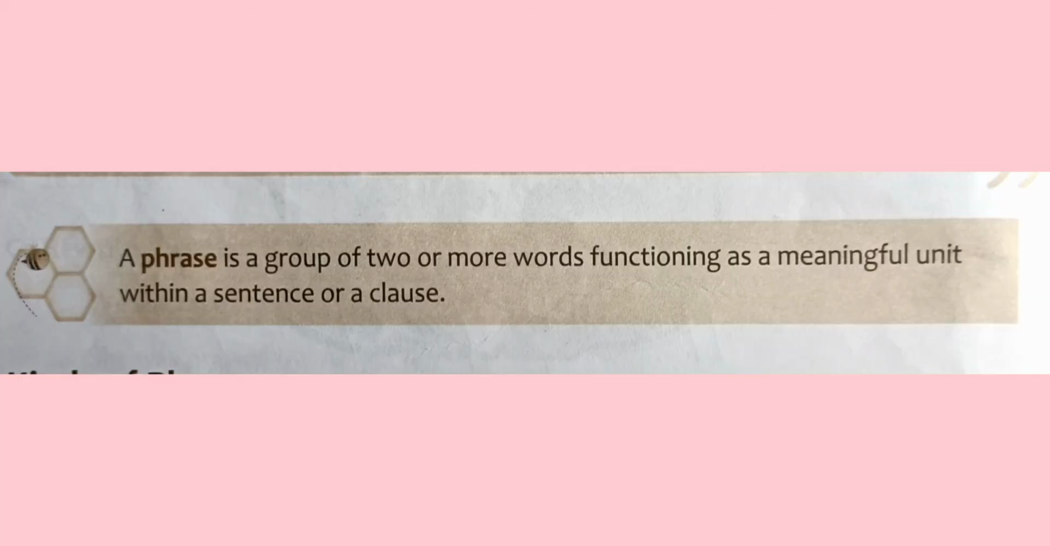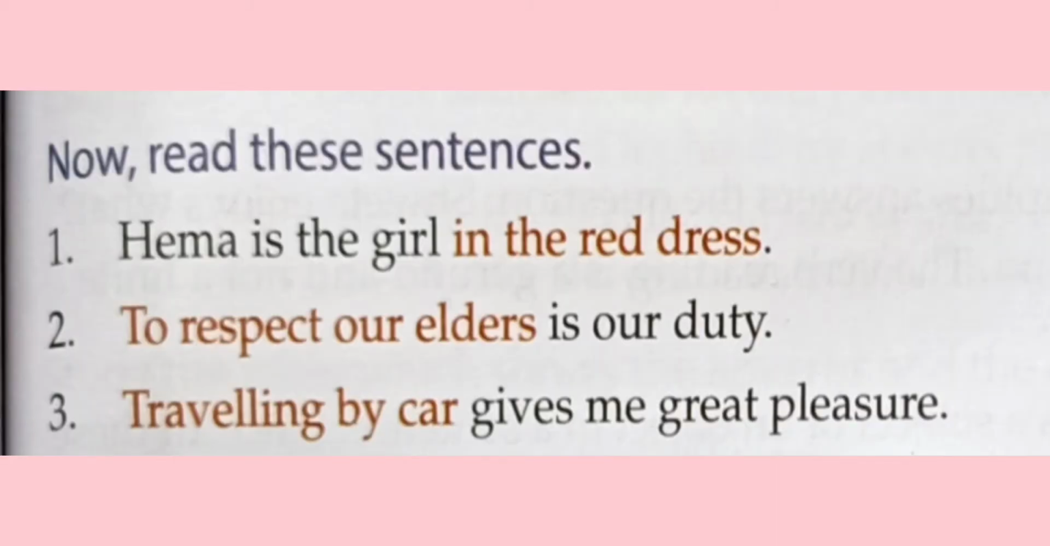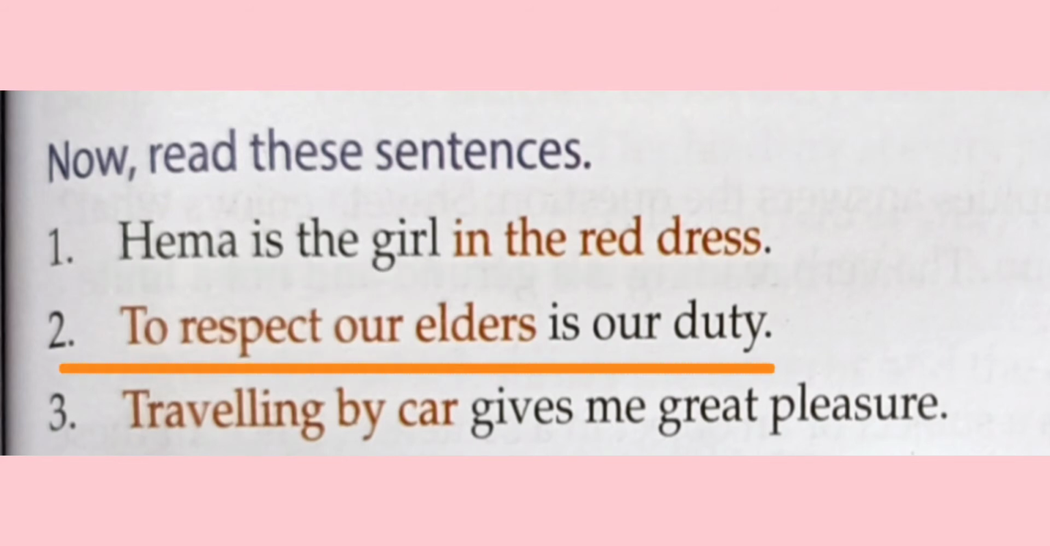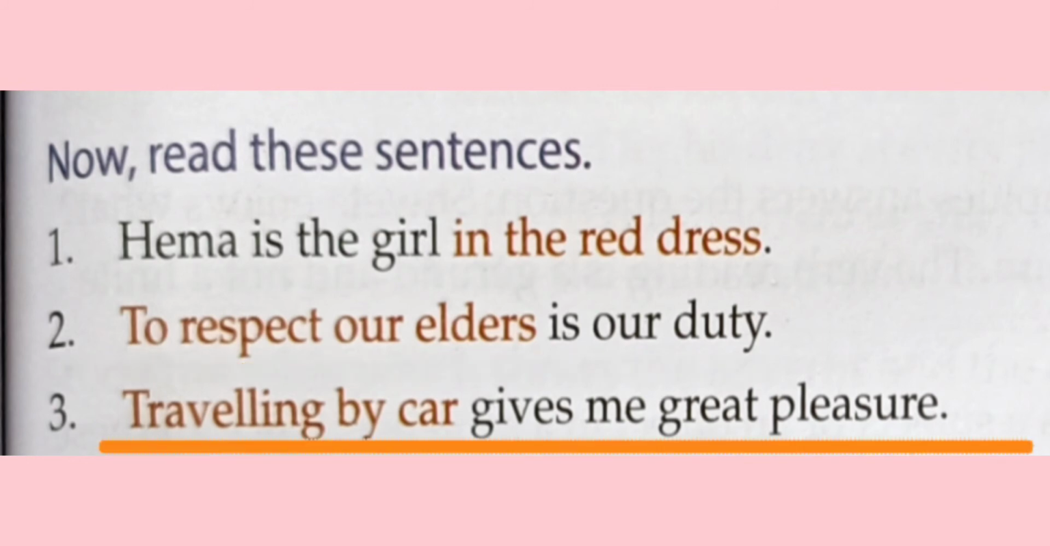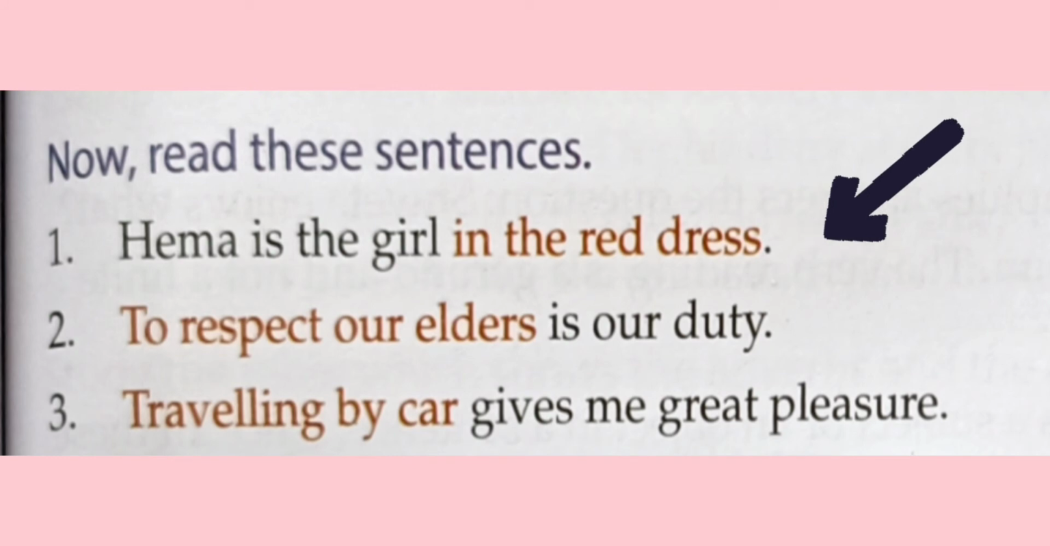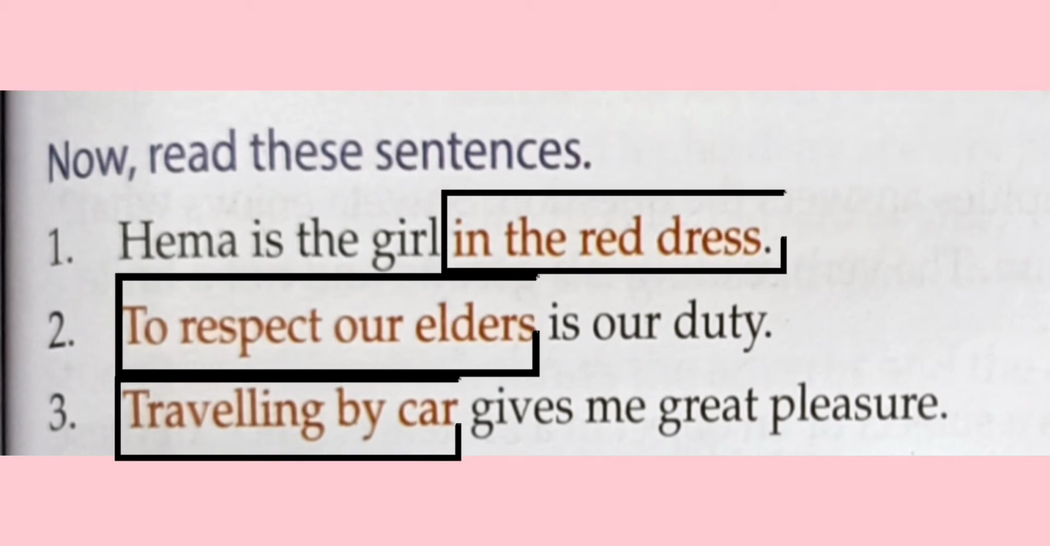So, a phrase is a group of words that makes complete sense only when it is a part of a sentence. A phrase does not contain a finite verb. Let us read a few more sentences. Sentence 1. Hema is the girl in the red dress. To respect elders is our duty. Traveling by car gives me great pleasure. All these three groups of words are sentences because they make complete sense. The highlighted words are all phrases.